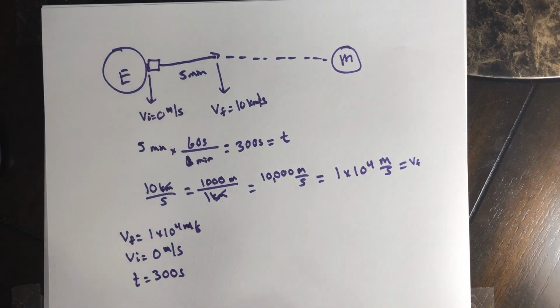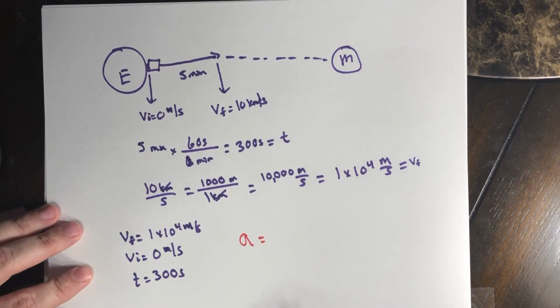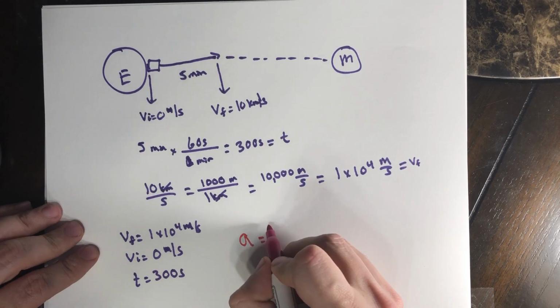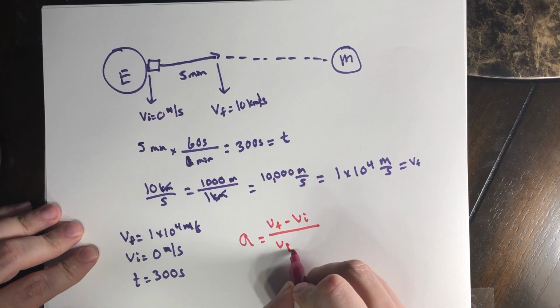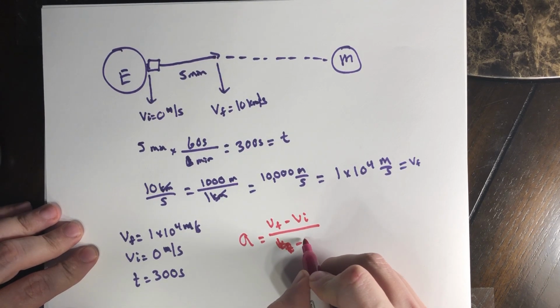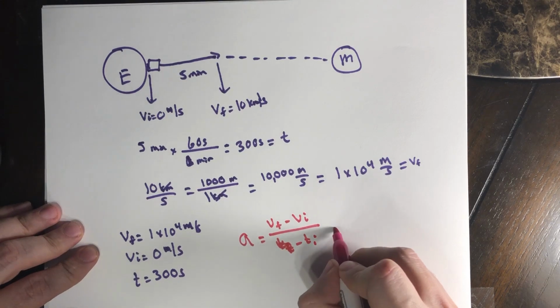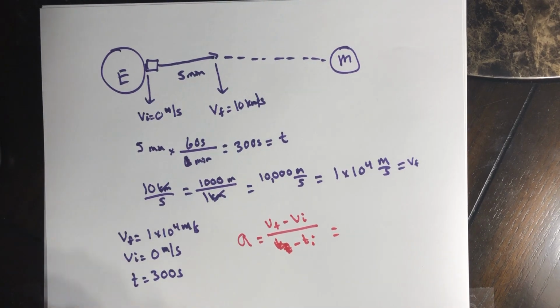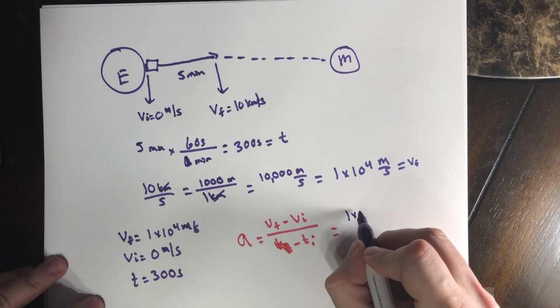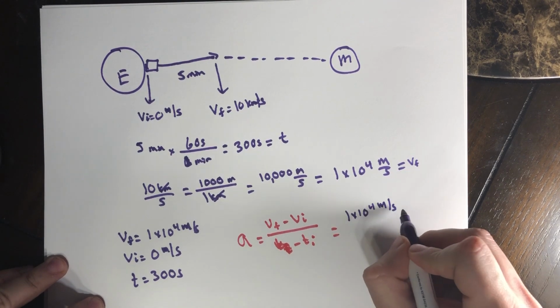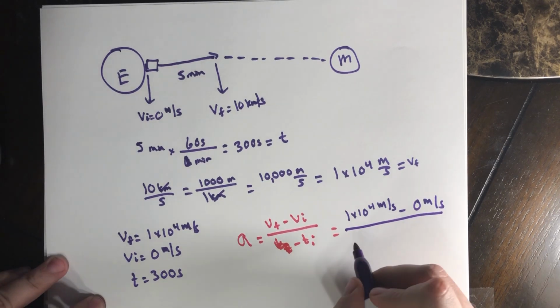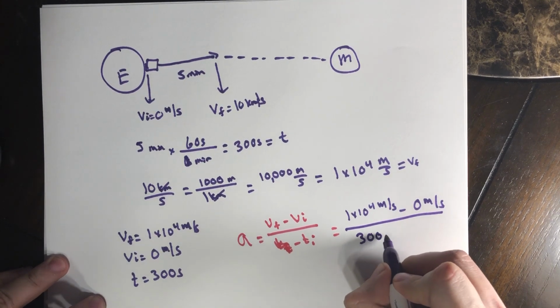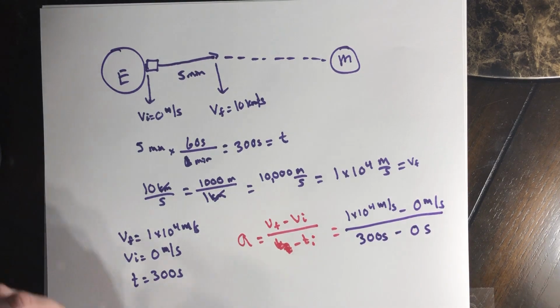So now we have to look at our average acceleration equation, which is simply the change in velocity over the change in time. So our final velocity minus our initial velocity over our final time minus our initial time. If we plug in the numbers, our final velocity we already said was 1 times 10 to the 4th meters per second minus 0 meters per second, over our final time of 300 seconds minus 0 seconds.